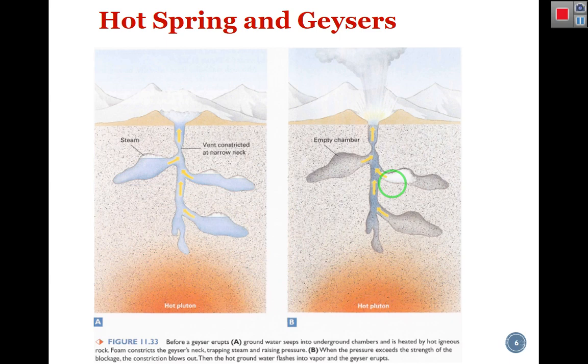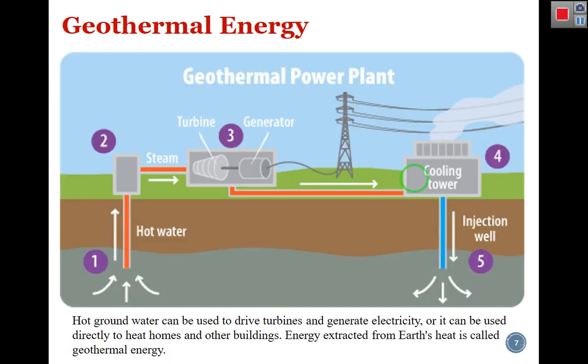Release of water near the top of the vent relieves the pressure on the superheated water further down. With a sudden release of pressure, the superheated water changes into steam and erupts toward the surface. The eruption continues until most of the water and steam are emptied from the vent and chamber. After the eruption, groundwater begins to collect again and the process is repeated, often at regular intervals.